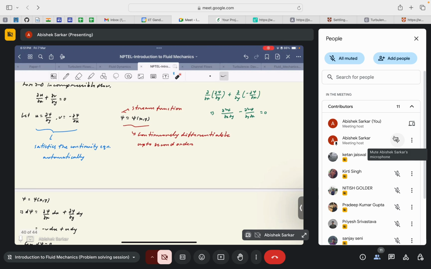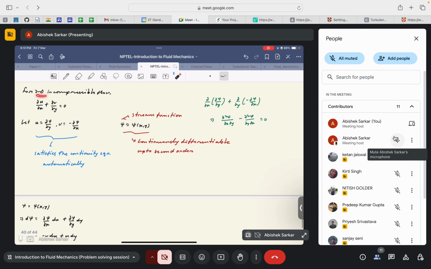But the thing is that you are able to reduce the number of variables that you need to evaluate. Initially you had to find u and v separately, but if you define a stream function, you only need to find the expression for psi, which will eventually give you the expression for u and v. But the limitation is that it is only valid for cases where the flow is 2D and incompressible. And you know that these kinds of flows are very rare, or can only be obtained in idealized cases.